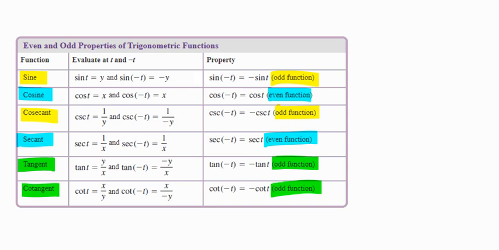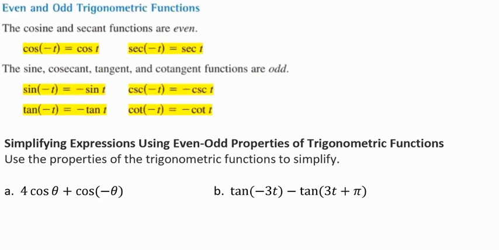Let's go ahead and do an example now. All right, so again, we only have a few even functions, and we've got quite a few more odd functions. So we're going to be simplifying expressions using even and odd properties of our trig functions.